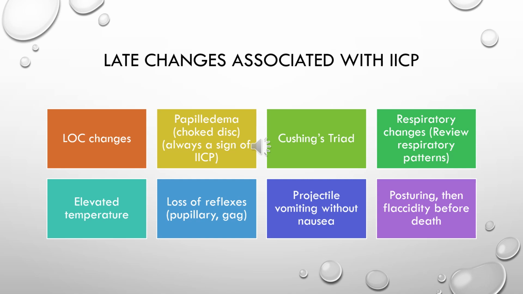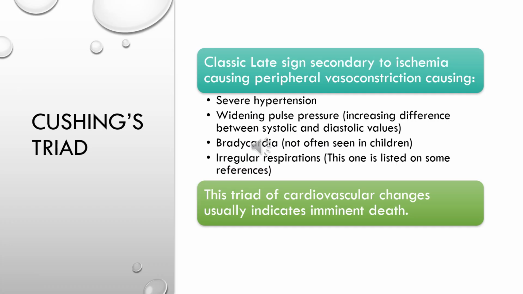Okay, now we're going to talk about Cushing's triad, and this is something you're going to need to understand as we're talking about increased ICP. This is something we do not like to see. It is a classic late sign secondary to ischemia, causing peripheral vasoconstriction. And what this causes is severe hypertension.